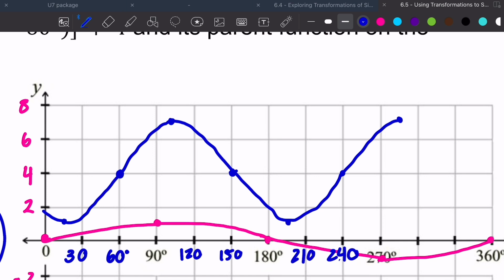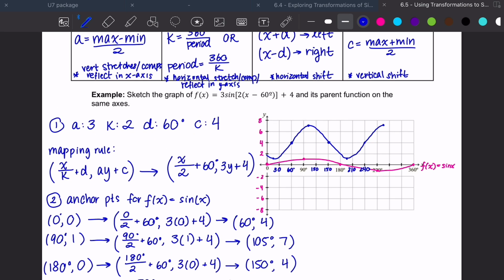And then in another 45 degrees, I would be heading back down to 4, right? So you would know the pattern just continues on and on the same. You wouldn't have to do any extra algebraic work. So that is our sketched graph.